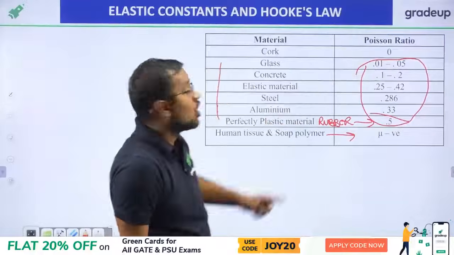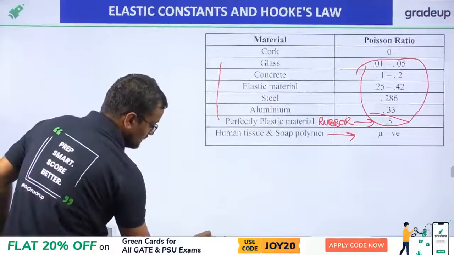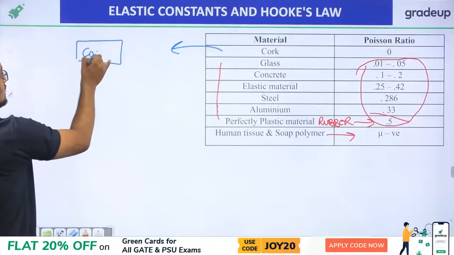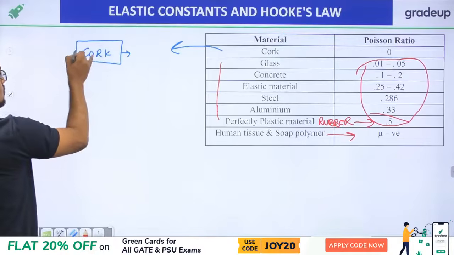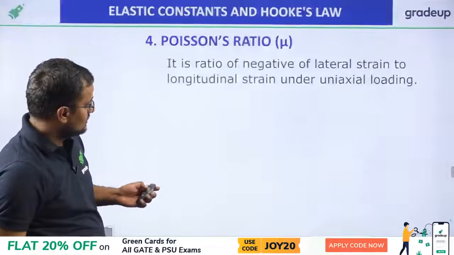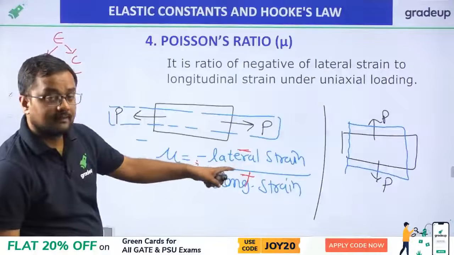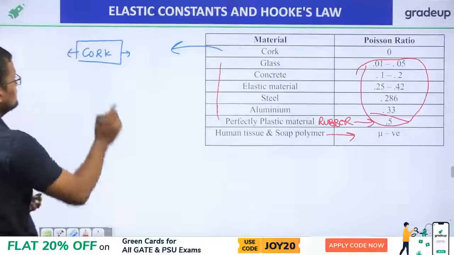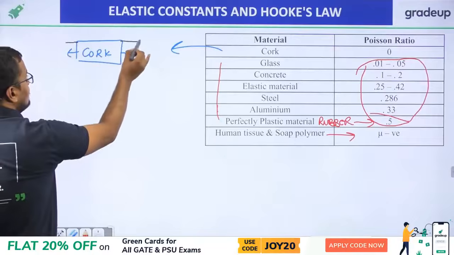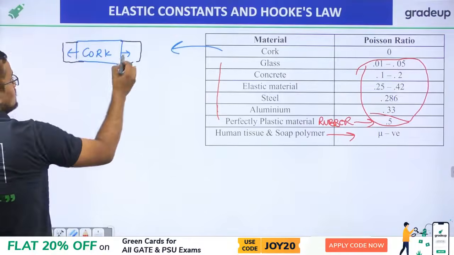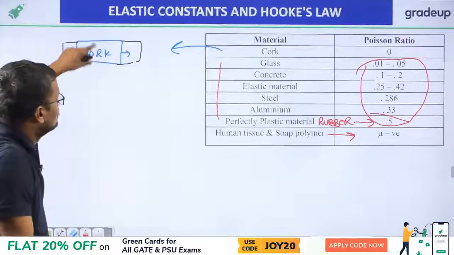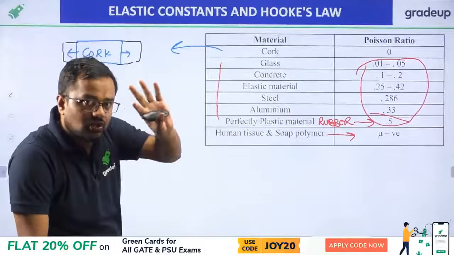But what about cork, my friend? See, for cork mu is 0. If this is cork and you apply load like this, then mu is 0. Mu is 0 means that lateral strain is 0. Lateral strain is 0 means that the elongation will be only in this direction, in the longitudinal direction. Therefore for cork, mu will be 0, because lateral strain is 0. Now, why that is 0, I will tell you.